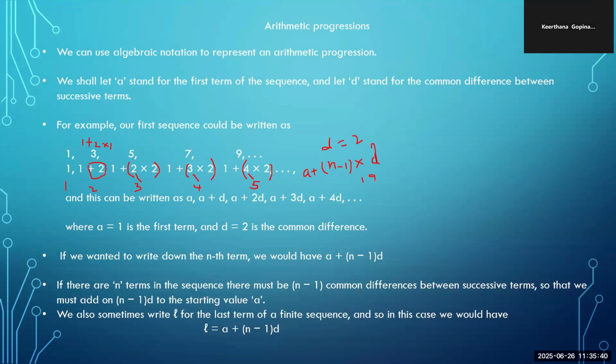How did you arrive at 17? Tell me. N minus 1, right? N is equal to 10. So 10 minus 1 is what? 9. 9 into 2 is how much? 18. So 18 plus 1 is what? First term is what? 1. Okay. So that is 19.